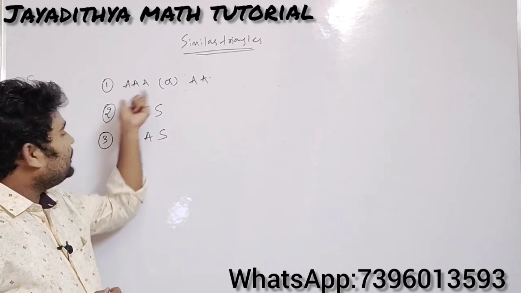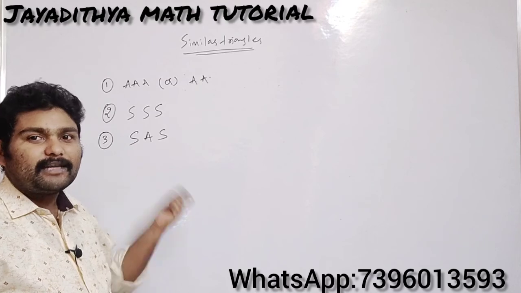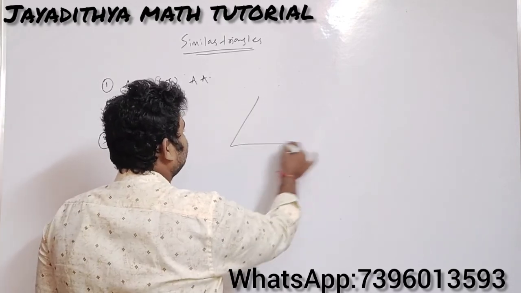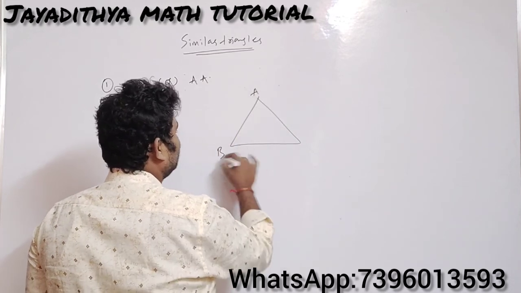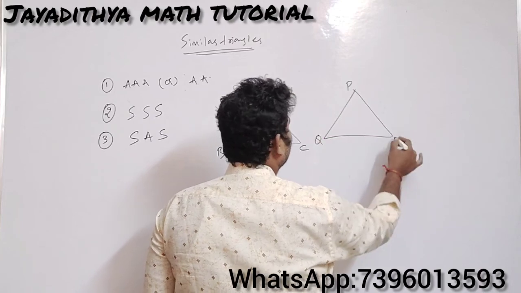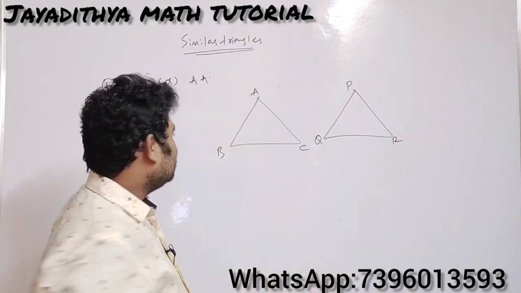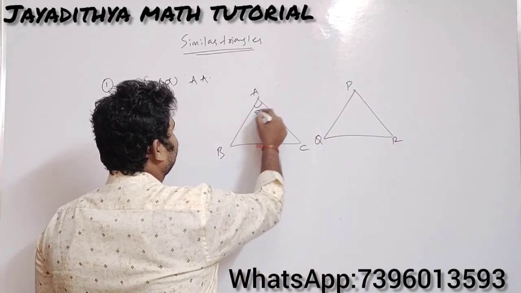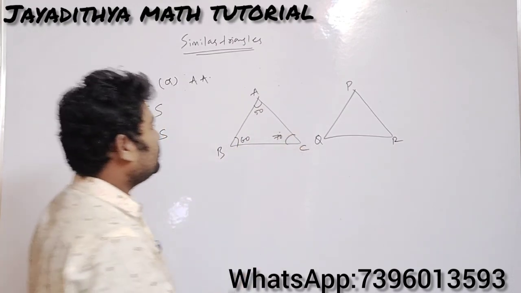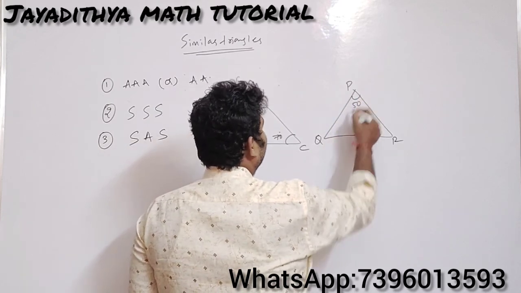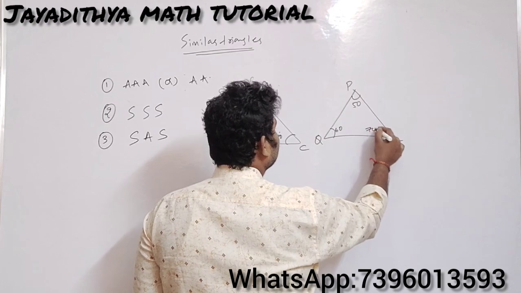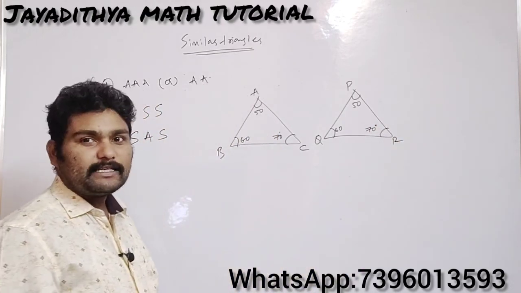So how are these criteria useful for us to determine whether the triangles are congruent, similar or not? So how to see it? For example, let us take like this: ABC is one triangle, and the other triangle is PQR. Here, I am taking the angles like this. A is 50, B is 60, and C is 70 degrees. And in triangle PQR also, P is 50, Q is 60, and R is 70 degrees.